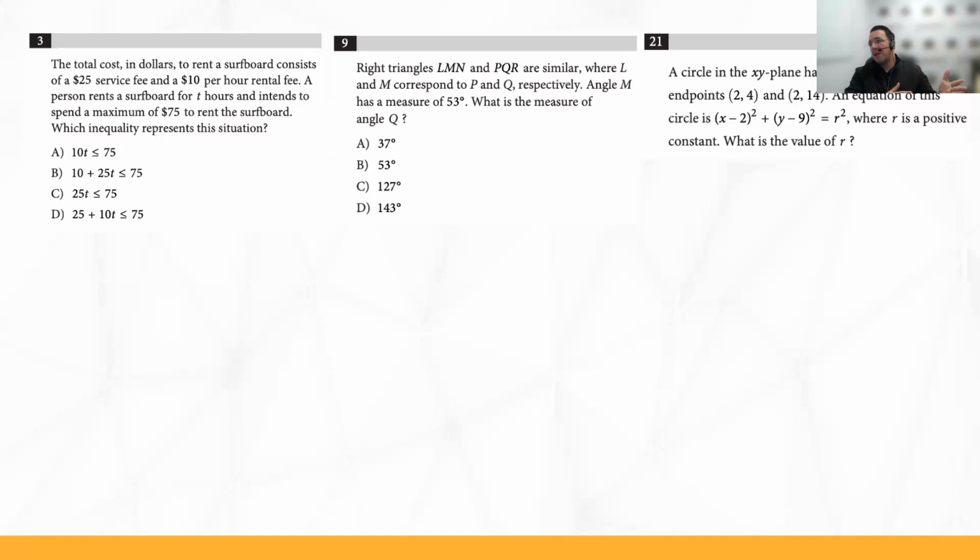Every single paper SAT has a circle formula question. Most students don't know the circle formula, which is (x minus h) squared plus (y minus k) squared equals r squared. Students have to memorize that formula and know how to use it. So I'm just showing that as an example.